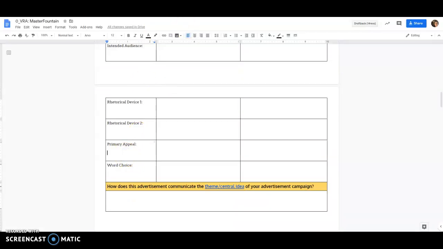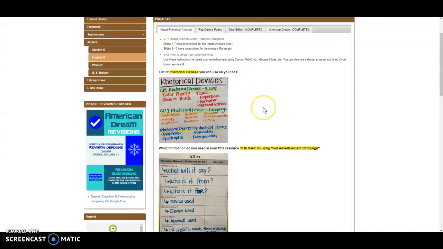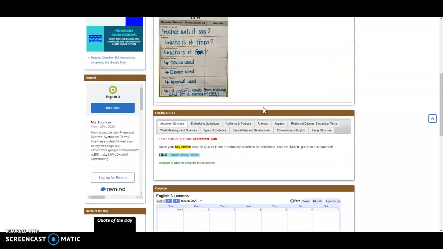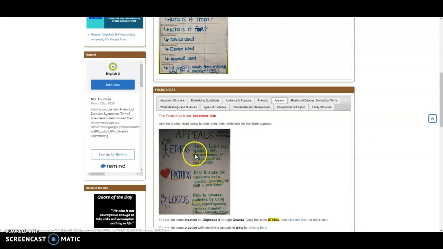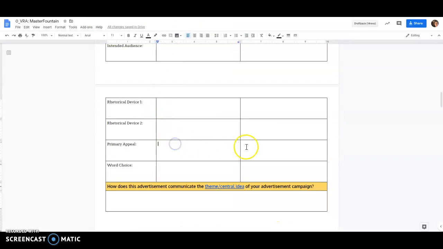Your appeal is which appeal did your ad primarily use. Primary means your main appeal. So if you use logos and pathos, which one is your primary appeal? And again, on my website on appeals, on the focus area tabs, you can look at the chart to see which appeal that you feel like you used. Again, your evidence from the ad and why you did that.